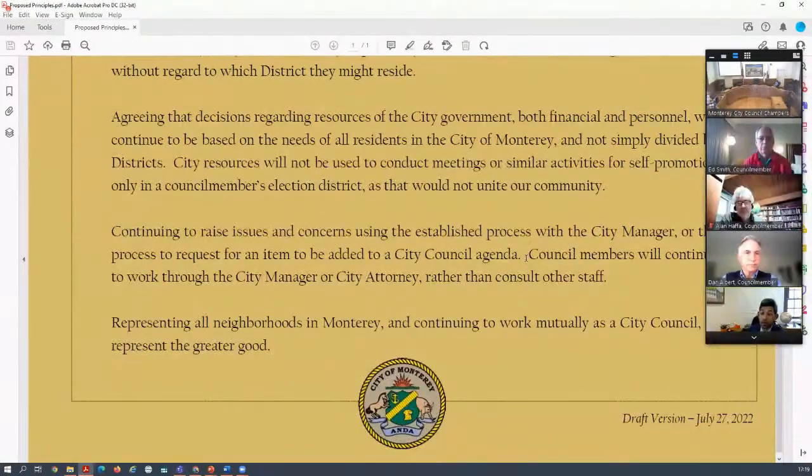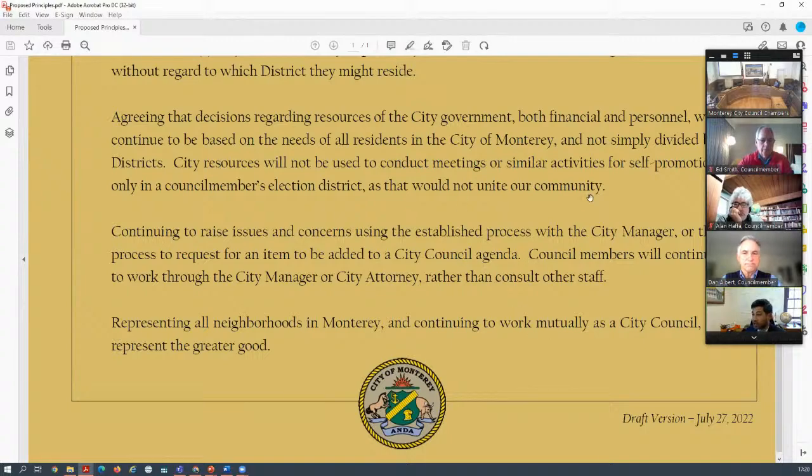And then continuing to raise issues and concerns using the established process with the city manager, or the process to request for an item to be added to a city council agenda. Council members will continue to work through the city manager or city attorney rather than consult other staff. And then last but not least, representing all neighborhoods in Monterey and continuing to work mutually as a city council to represent the greater good.